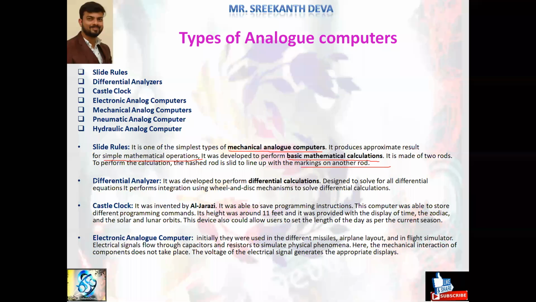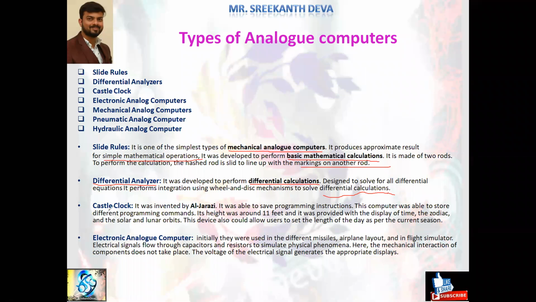The second type of analog computer is the differential analyzer. It was developed to perform differential calculations, designed to solve differential equations. It performs integration using a wheel and disc mechanism to solve differential calculations. So using this differential analyzer, we can calculate differential calculations.